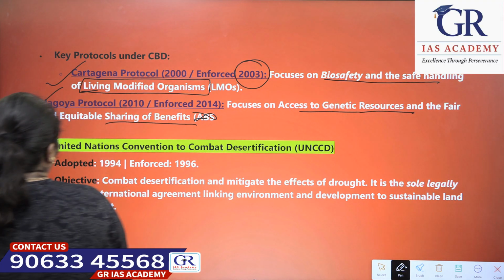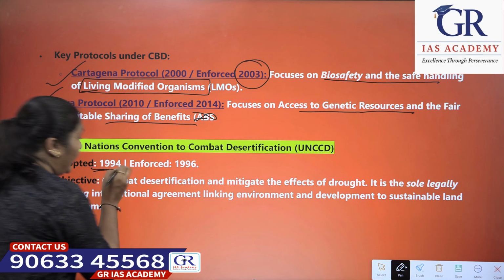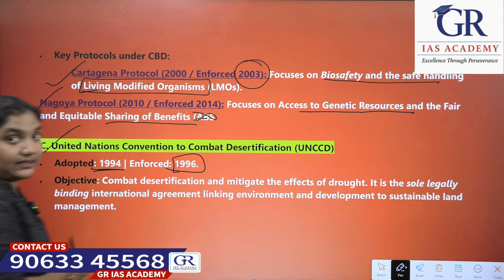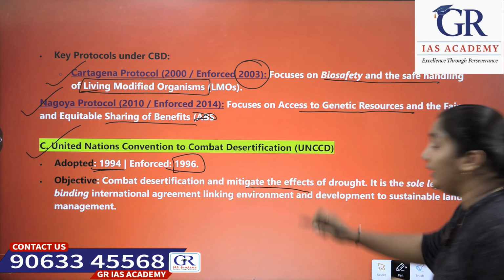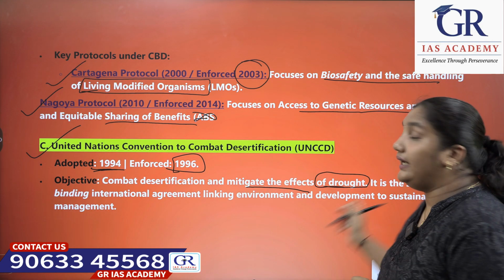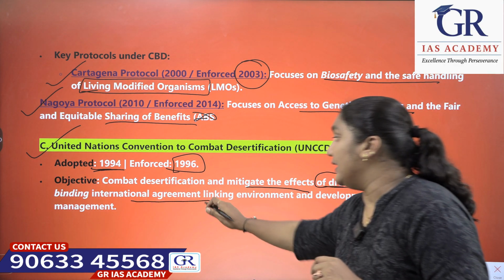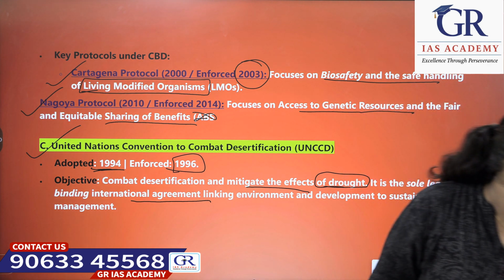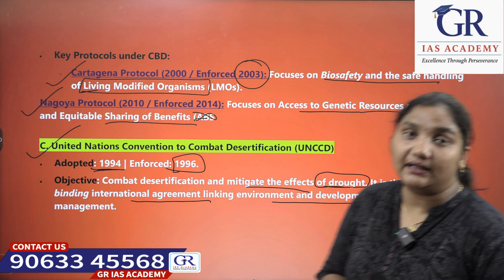Next is the United Nations Convention to Combat Desertification, which was adopted in the year 1994 and enforced in the year 1996. The main objective of this is to combat desertification and mitigate the effects of drought. It is the sole legally binding international agreement, linking environment and development to sustainable land management.